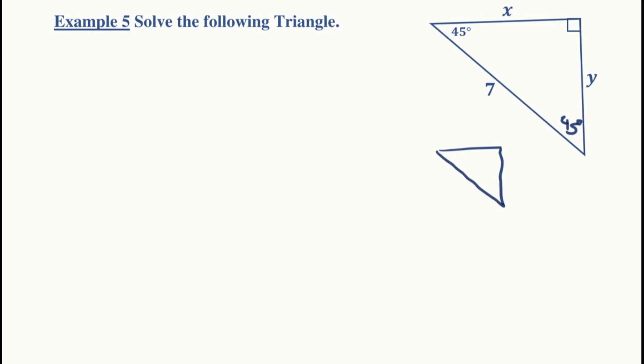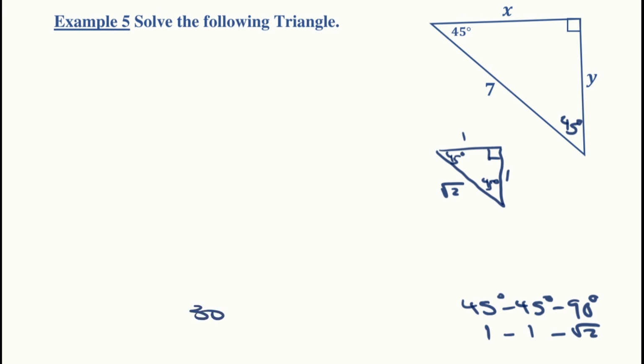Slightly better. All right, so for the reference 45, 45, 90 triangle, we know that if this is 1, that's 1, this is going to be square root of 2. Remember, for 45, 45, 90, the 1, 1, square root of 2 is what goes below, right? For the 30, 60, 90, you want to remember 1, square root of 3, 2 to help you remember the reference triangle.